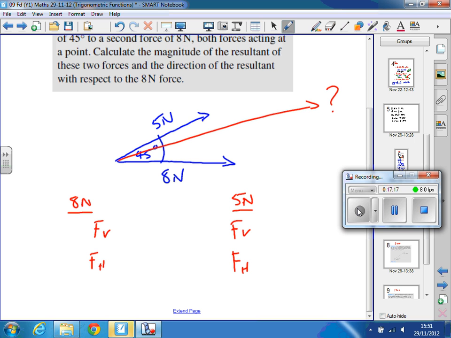So what we do is we draw in a right angle. So the 5 Newton force, the vertical component of the 5 Newton force will be this bit, and the horizontal component of the 5 Newton force will be the length of this line here. The 8 Newton force is easy because that's just all acting horizontally. So for the 8 Newton force, we can say the vertical component is 0 and the horizontal component is 8 newtons.